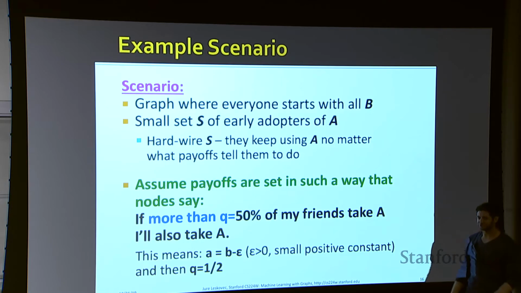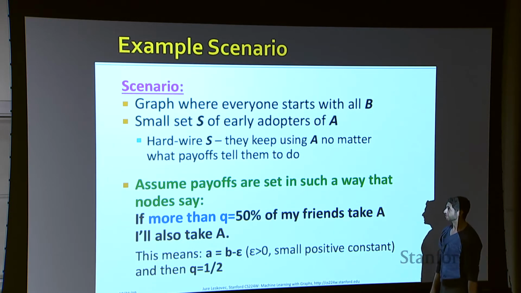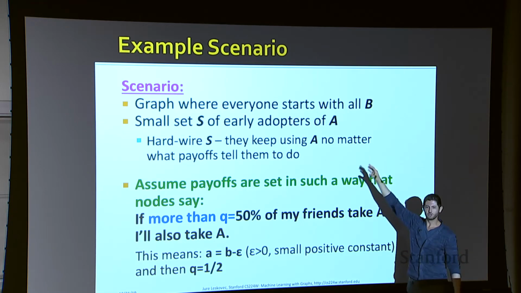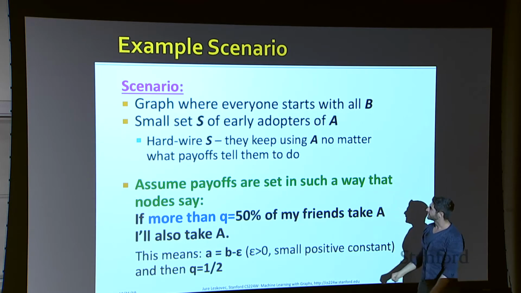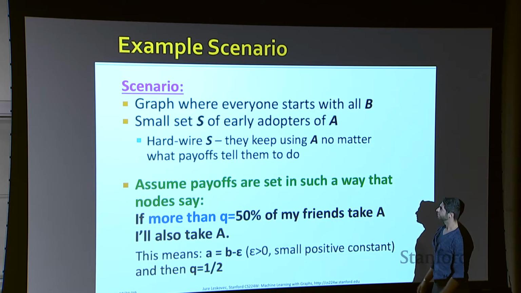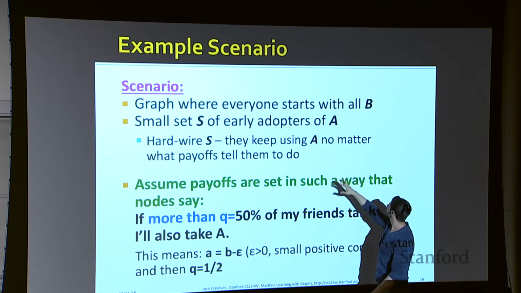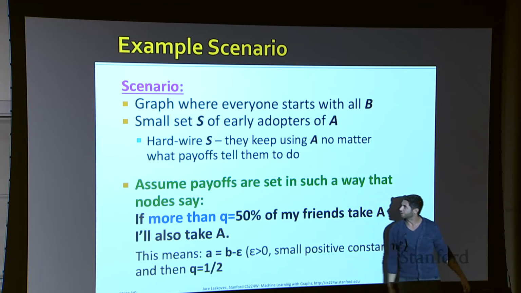You read on the internet a lot about, I don't know, Apple fanboys, people that will buy each single product that Apple releases. So that's our A. All the people that will never buy anything else except Apple products. So we hardwire them. They're going to keep using A no matter what payoffs tell them to do.